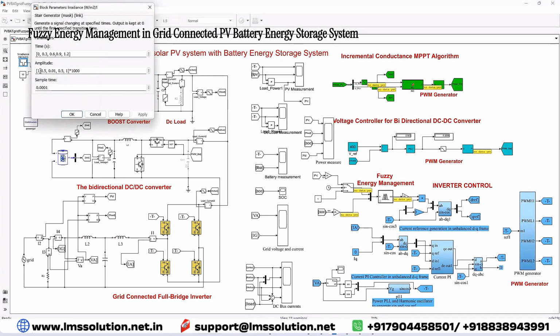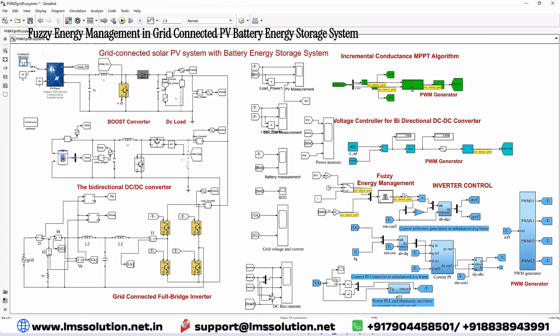Initially the irradiation will be 1000. After this, 500, going to 10. Again it comes to 500, 1000. Initially it will be high, then comes to 50%, and then comes to very low. During this time the battery will be going into charging mode, and it will supply power to the AC load, and also the grid will supply some power to the AC load.